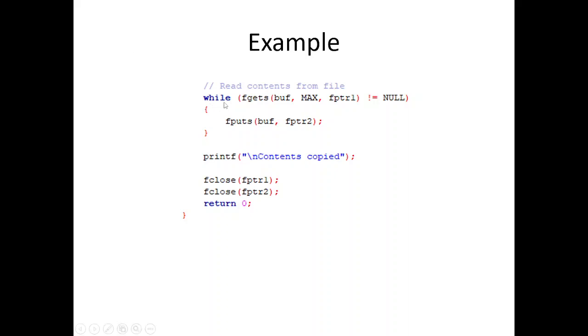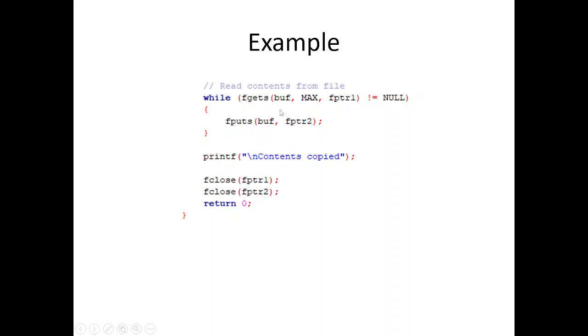Okay. So in the loop, we are going to first read the string, right? And this is the string name, and this is the size of it, and this is the pointer from which we are going to read. In case it is successful, it will not return null. In case it is unsuccessful, it will return null. So if it is successful, what we are going to do? We are going to put that content into the second file pointer, right? What is read is stored in this buffer. So that same content is written to this file pointer, right?